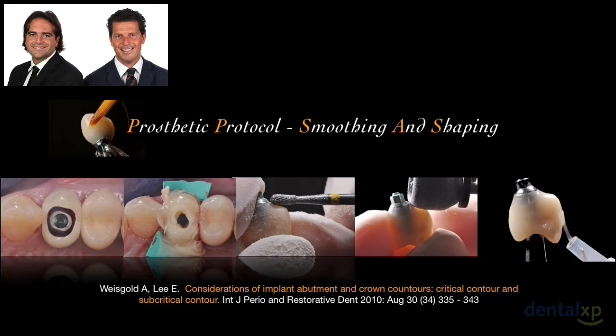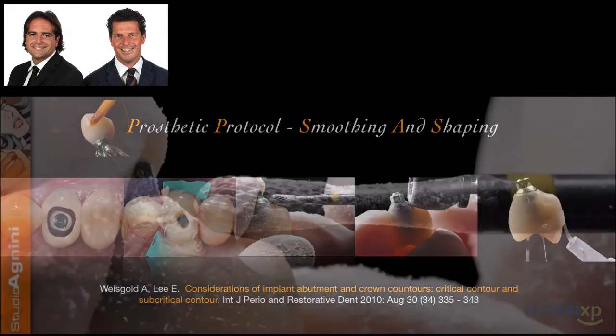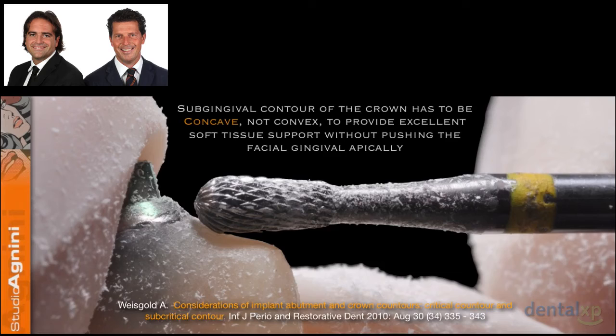Here you can see that we always protect the socket with a rubber dam while we are relining the temp, and then we spend time smoothing and shaping the provisional in the correct way, because from the Weisgold article we know that we need a subgingival contour of the crown that has to be concave and not convex, to provide excellent soft tissue support without pushing the facial gingiva apically.